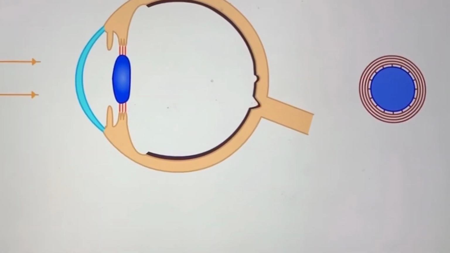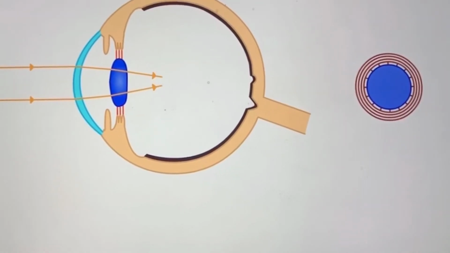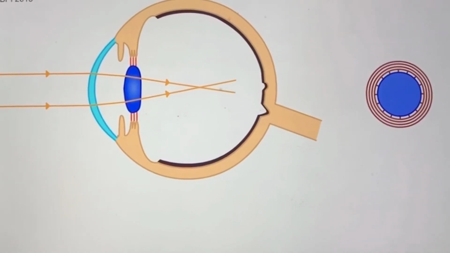And in the case of distant objects, the ciliary muscles relax, the suspensory ligaments pull tight, and the lens becomes thin and flat.